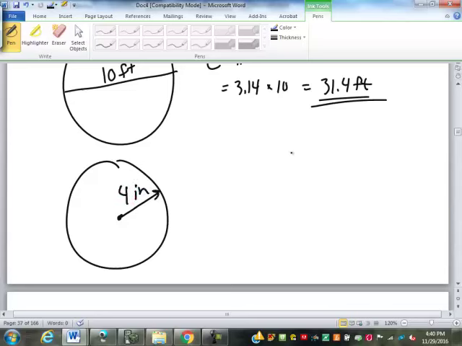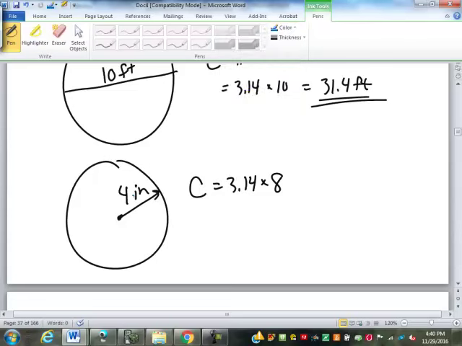So for this circle, if I want to find the circumference, it's going to be pi, or 3.14. Is it going to be times 4? Say no. It'd be 8. Where'd the 8 come from?